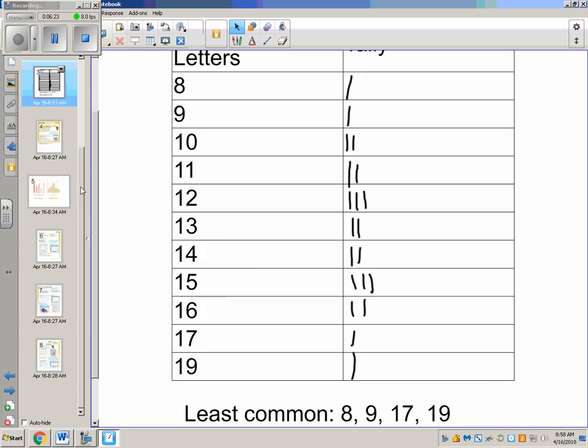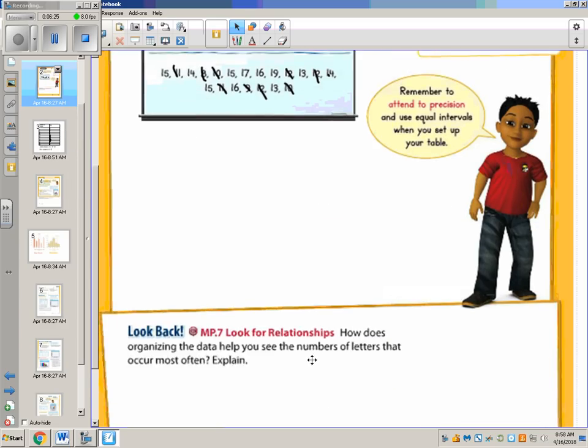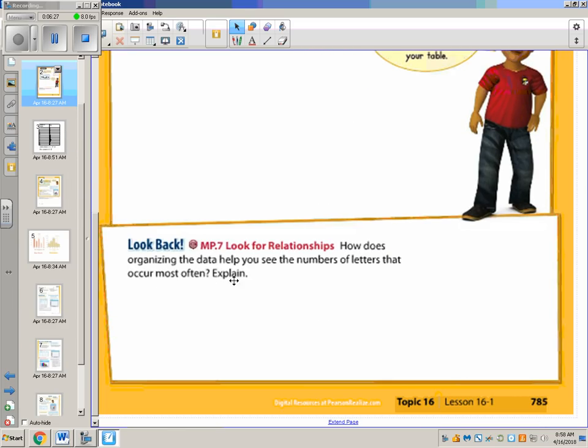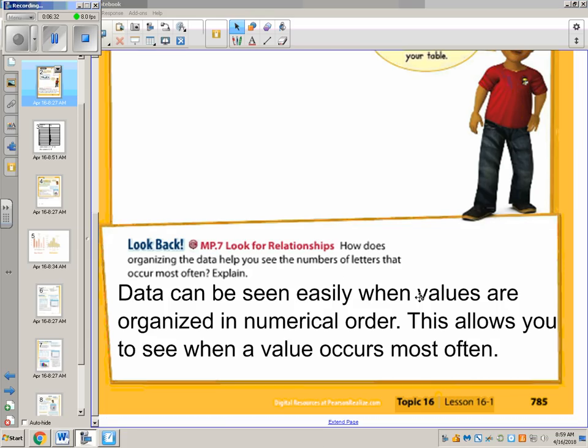So on the look back, if I scroll down, it says, how does organizing the data help you see the number of letters that occur most often? Explain. So this would be my explanation. I think data can be seen easily when values are organized in numerical order. This allows you to see when a value occurs the most often. So on my table that I made on the previous page, it was really easy to look down through and see how many people had used that many letters 3 times, which was the most. It was really easy to look at that and see.